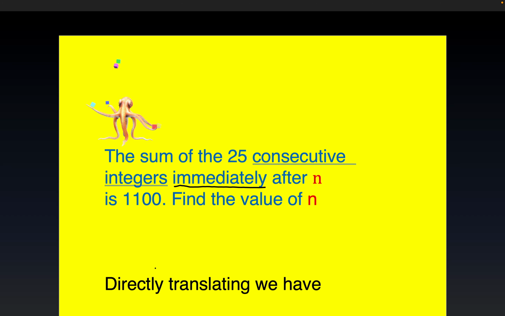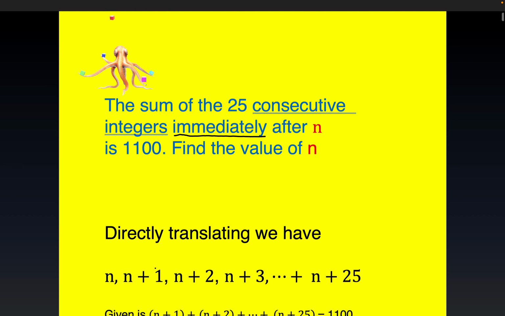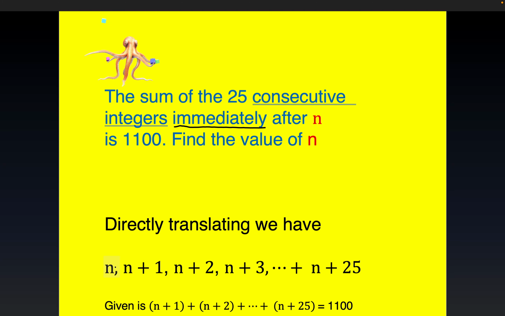You directly translate the English into mathematics, and this is what I'm getting right here, folks. After n, okay, well, here's our n. I didn't make it red down here, but n plus 1, n plus 2, n plus 3 is 25 consecutive integers immediately after n. Okay, now the given states that the sum of these 25 consecutive integers is 1100. So you see, this just turns into an equation, one unknown.